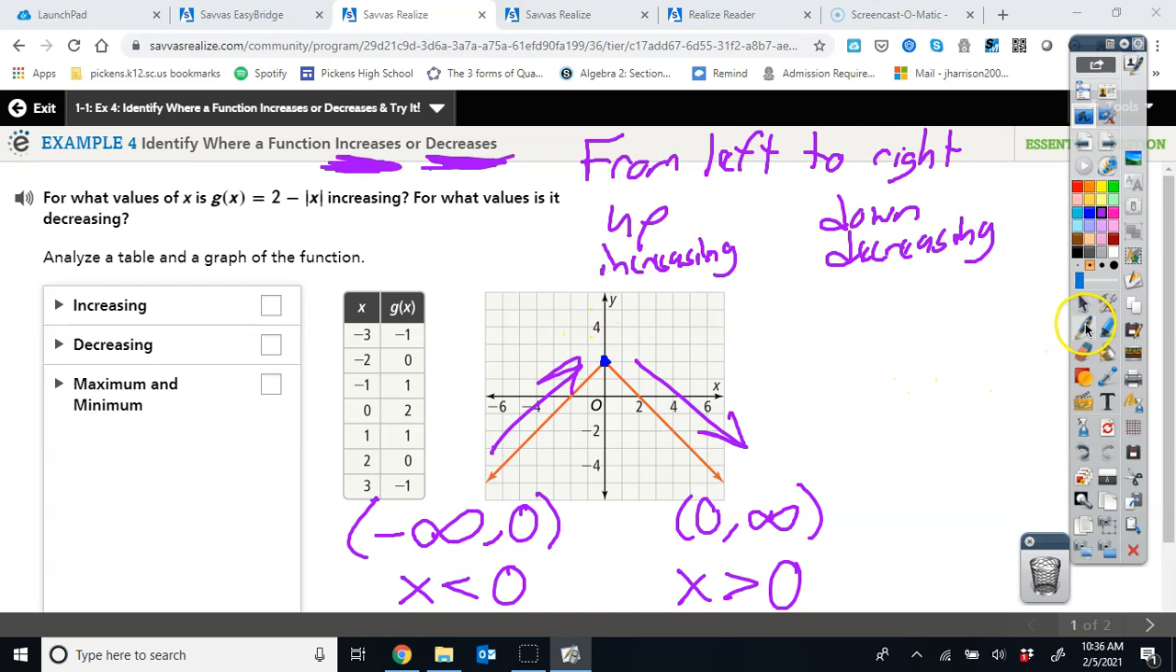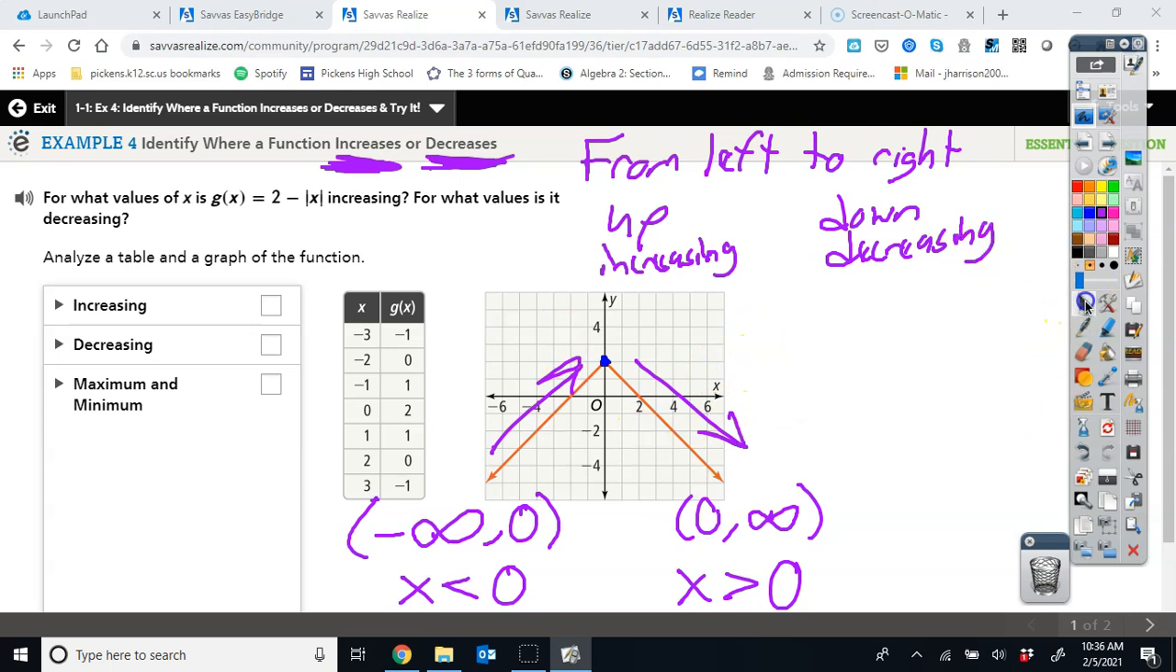So when you get to a point like that, where it switches direction, that's a maximum value or a minimum value. In order for a function to have an increasing part and then a decreasing part, it has to have a change in direction at a maximum or minimum value. So sometimes you'll see some textbooks call that an extrema or an extreme value.